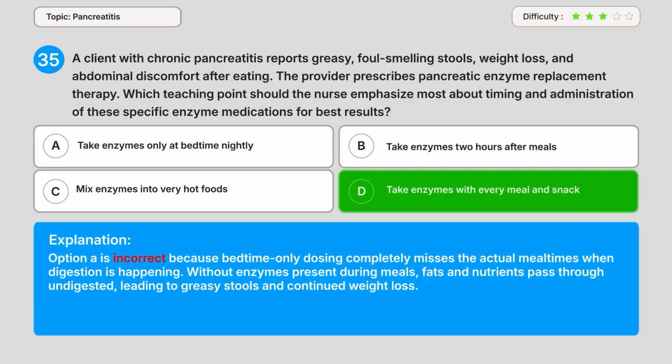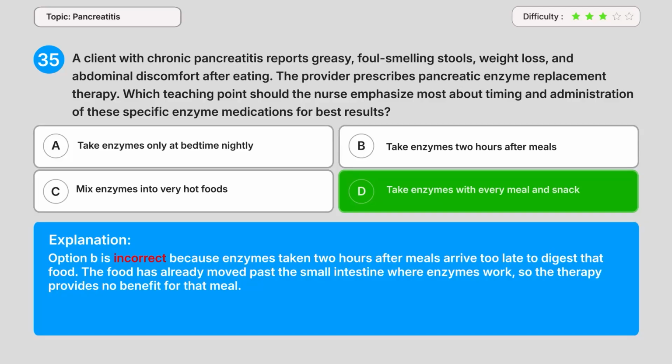Option A is incorrect because bedtime-only dosing completely misses the actual meal times when digestion is happening. Without enzymes present during meals, fats and nutrients pass through undigested, leading to greasy stools and continued weight loss.